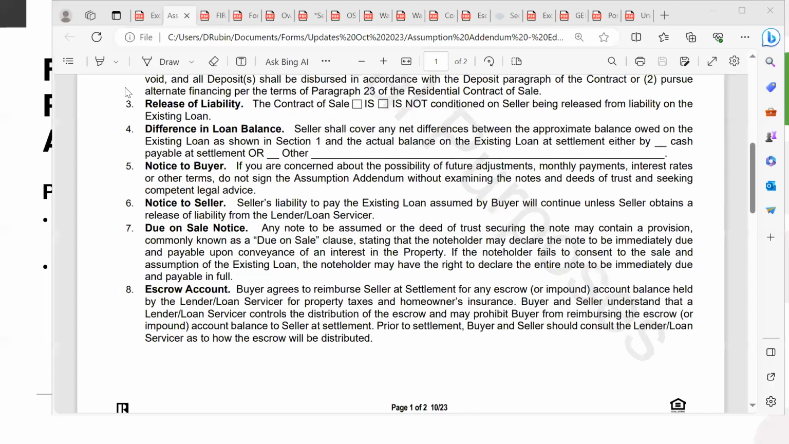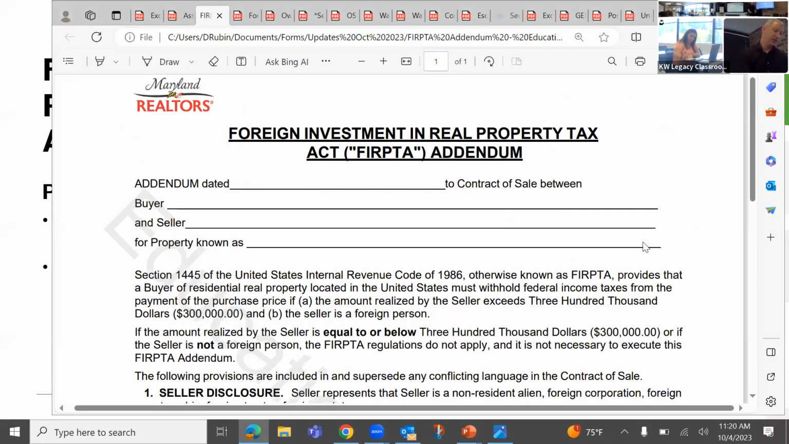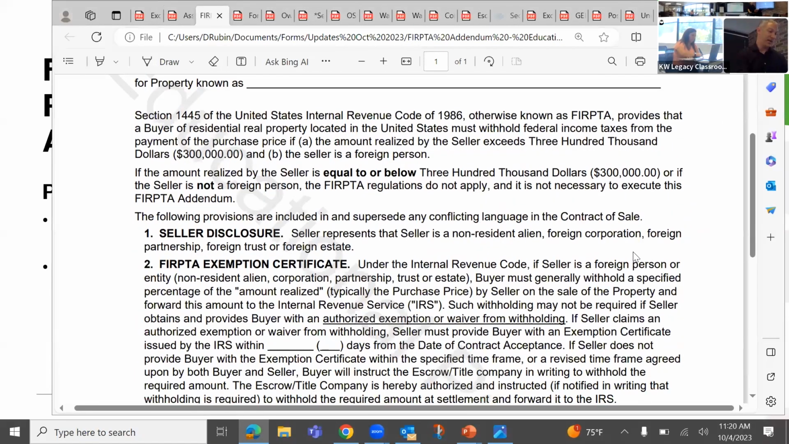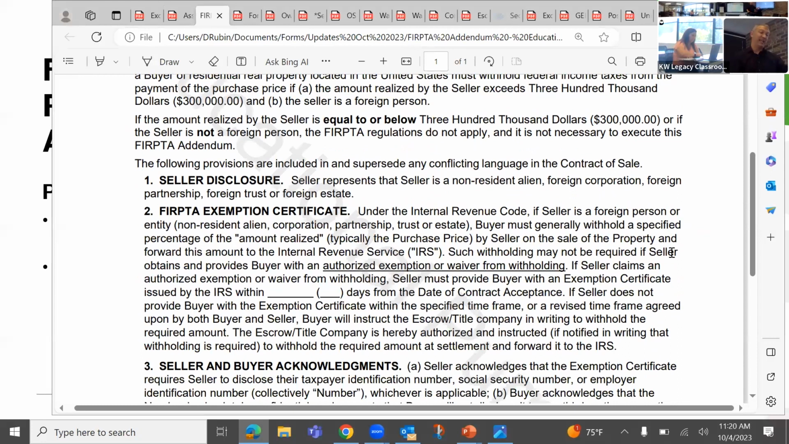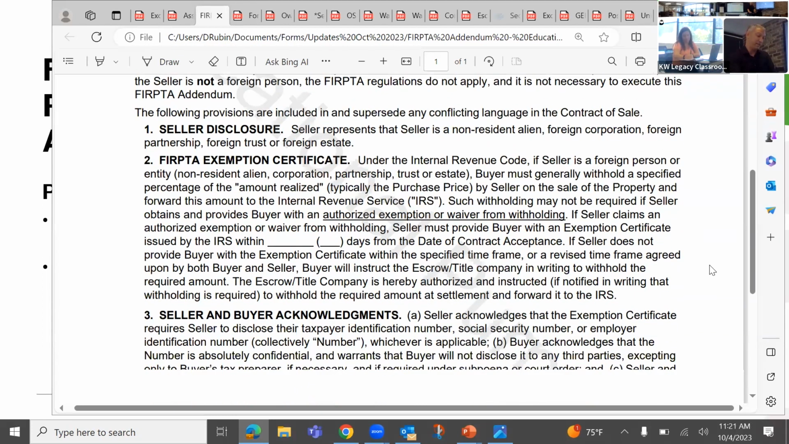Okay, what the FIRPTA addendum really does is put out there: seller is a non-resident alien, foreign corporation, FIRPTA applies. Section 2 only really matters if, yeah, we know FIRPTA applies, but we already know that we're exempt. We have this certificate. You have some certain number of days to provide that certificate.